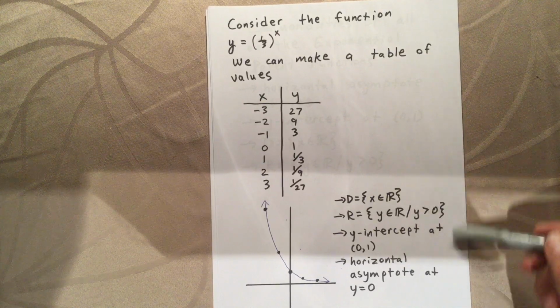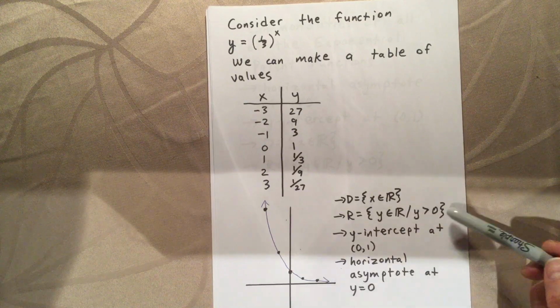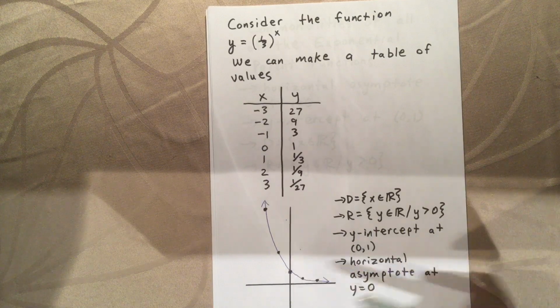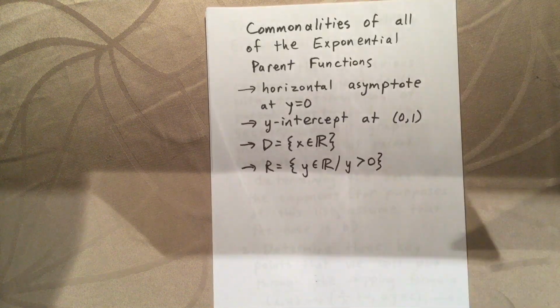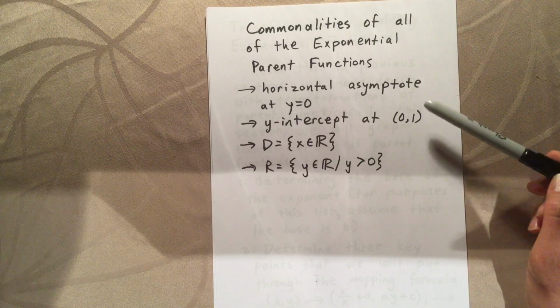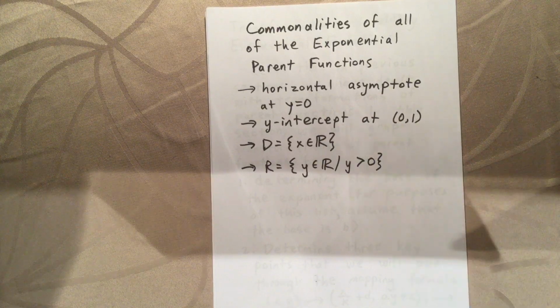Well, staying consistent with all the parent functions we have so far, we see that the domain is all real numbers, the range is all real numbers greater than 0, the y-intercept is at (0, 1), and there's a horizontal asymptote at y equals 0. So, certain commonalities have come up in all 4 of our graphs of the parent functions that we've done so far. There's always a horizontal asymptote at y equals 0. There's always a y-intercept at (0, 1). The domain is always all real numbers. And the range is all real numbers greater than 0. Okay?